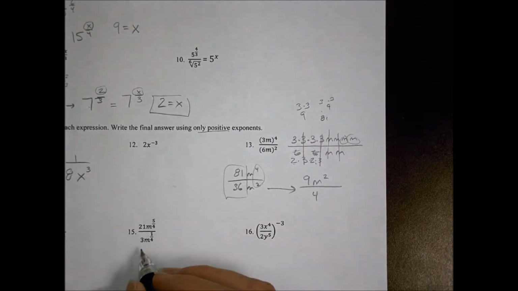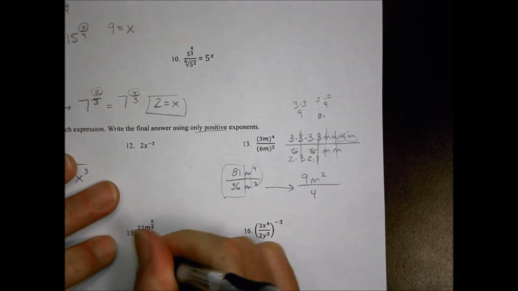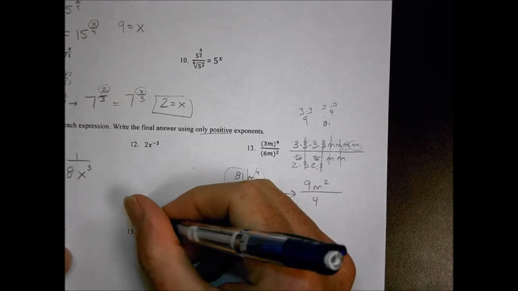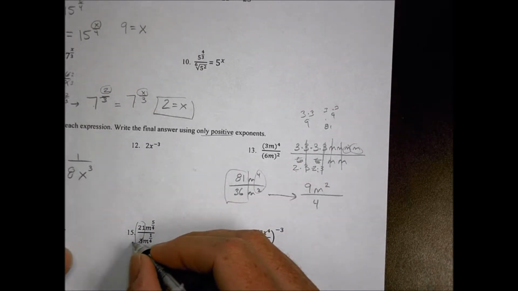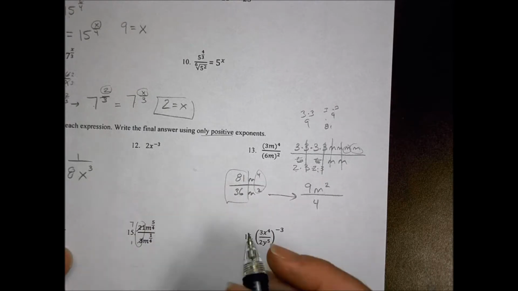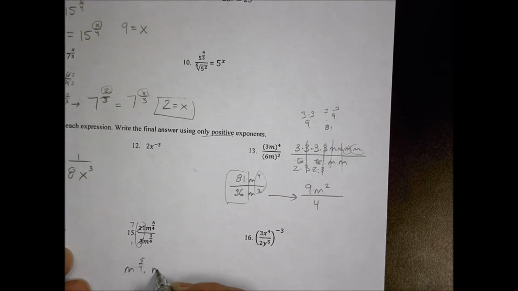Here we have 21 m to the, well, let's do the m separate. Sorry about that. So we look at our whole numbers first of all. 21 over 3, that can reduce. 3 goes in here 7 times. So we know we have 7 on top. And for the m's, I have m to the 5/4 times m to the minus 1/4. And why is it minus? Because it's in the denominator, so I make a minus there.